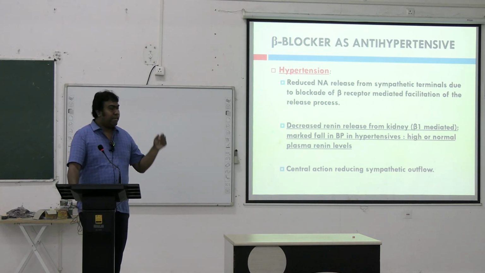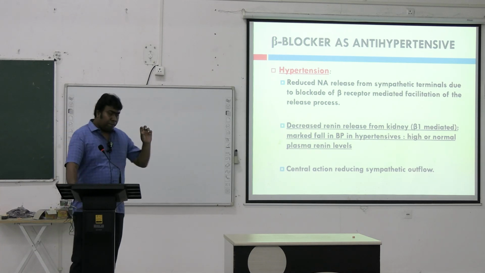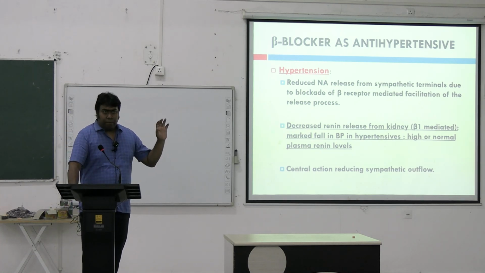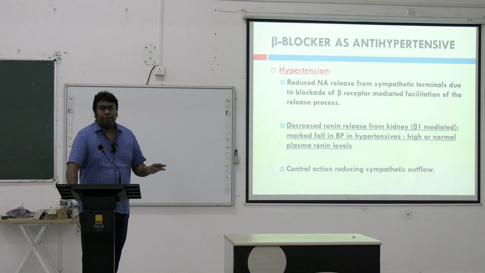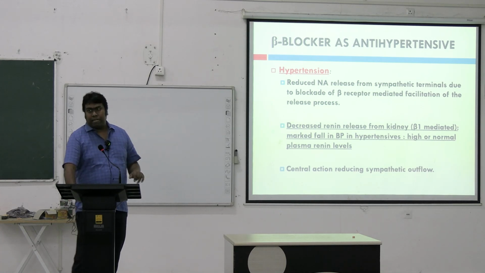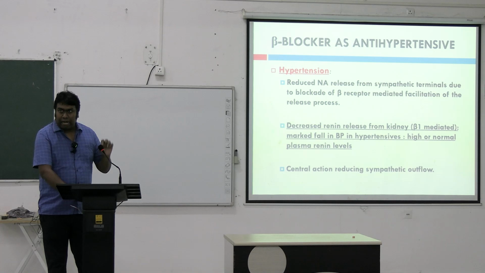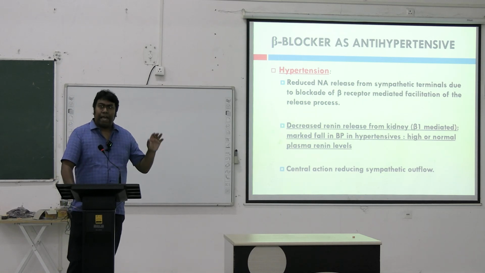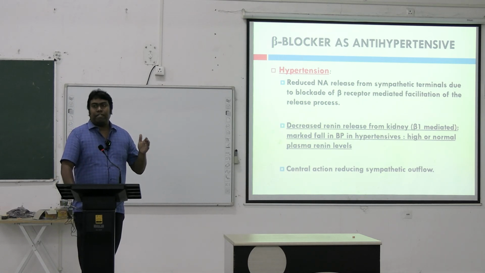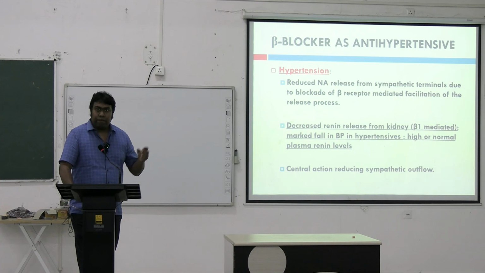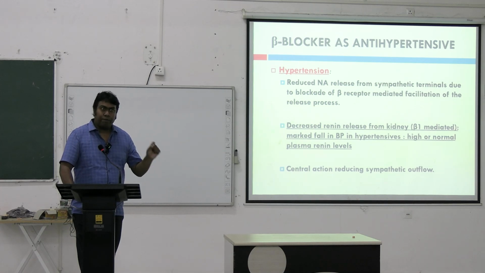Heart and JG cell, and by blocking that beta 1 they can be helpful to reduce blood pressure. What is the example? One is beta 1 in the heart, they reduce the cardiac output. Beta 1 in the JG cell reduces the renin release, and the renin-angiotensin-aldosterone system will be less active, less vasoconstriction, less sodium and water reabsorption. Clear? How beta blocker is used as an antihypertensive.